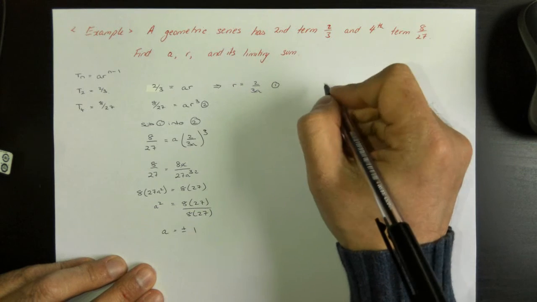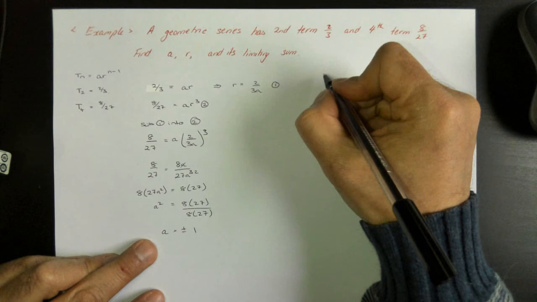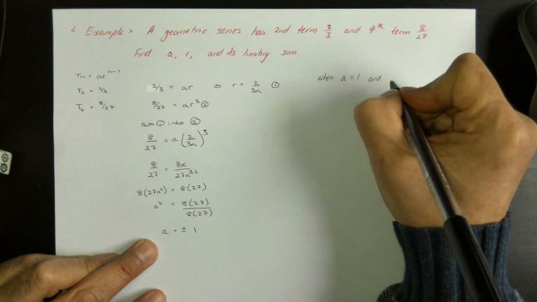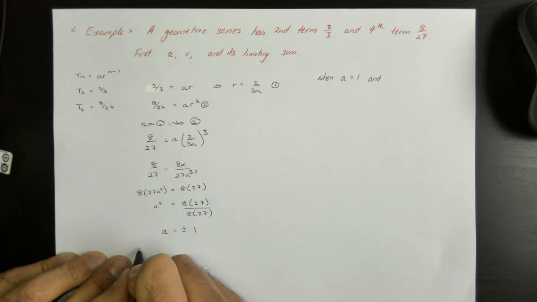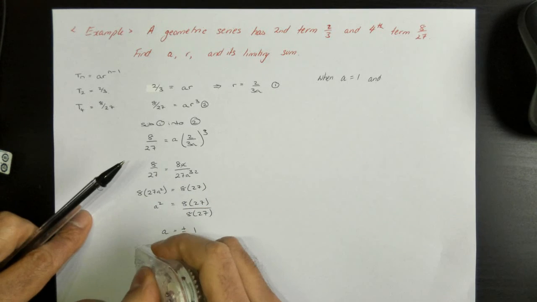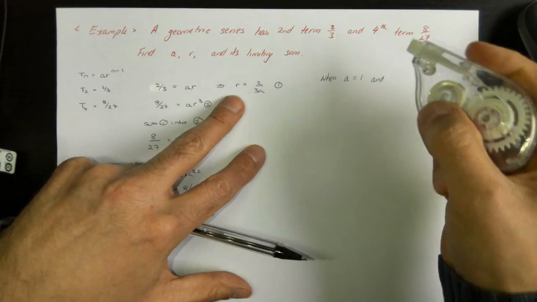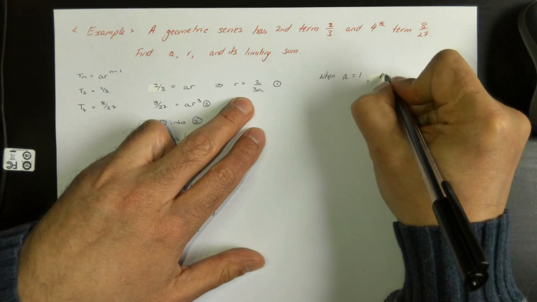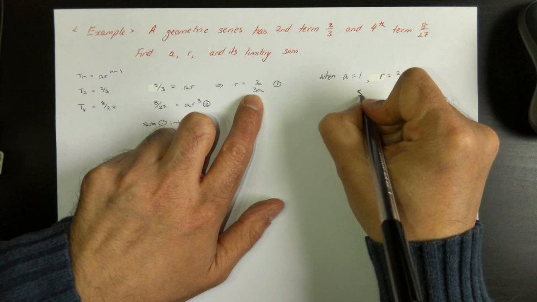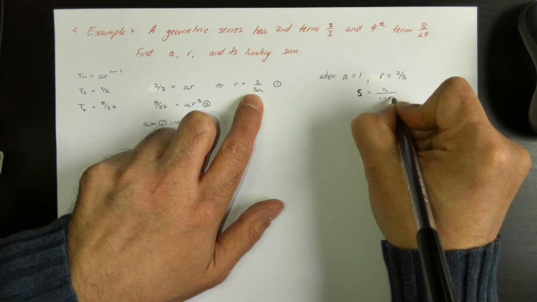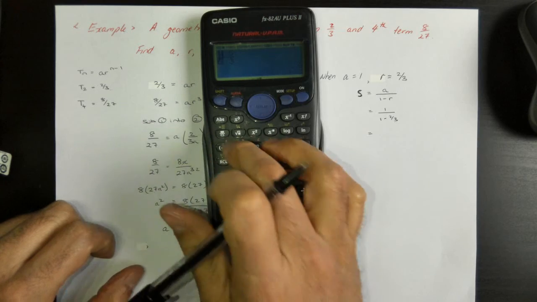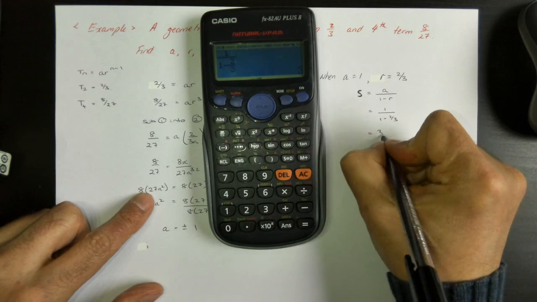Now we want to find its limiting sum. So we have two solutions, so we need to try both solutions. So when a equals 1, and I need to find what r is, so when a equals 1, r is going to be 2 over 3. And then finding the limiting sum, we get a over 1 minus r, so we get 1 divided by 1 minus 2/3, which gives us a limiting sum of 3.